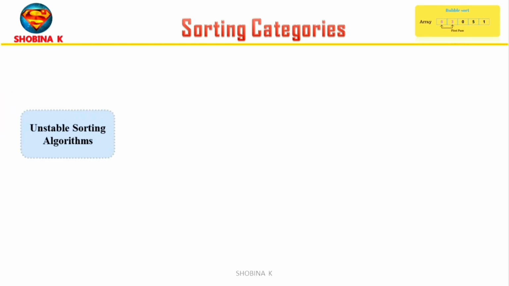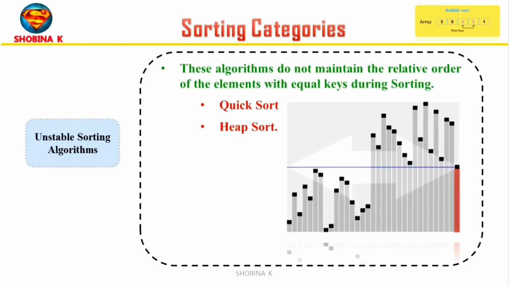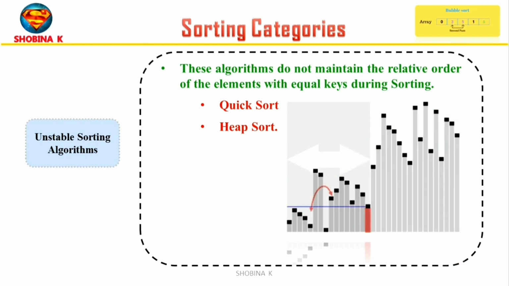At last, we have unstable sorting algorithms. These algorithms do not maintain the relative order of elements with equal keys during sorting. Examples include quick sort and heap sort.